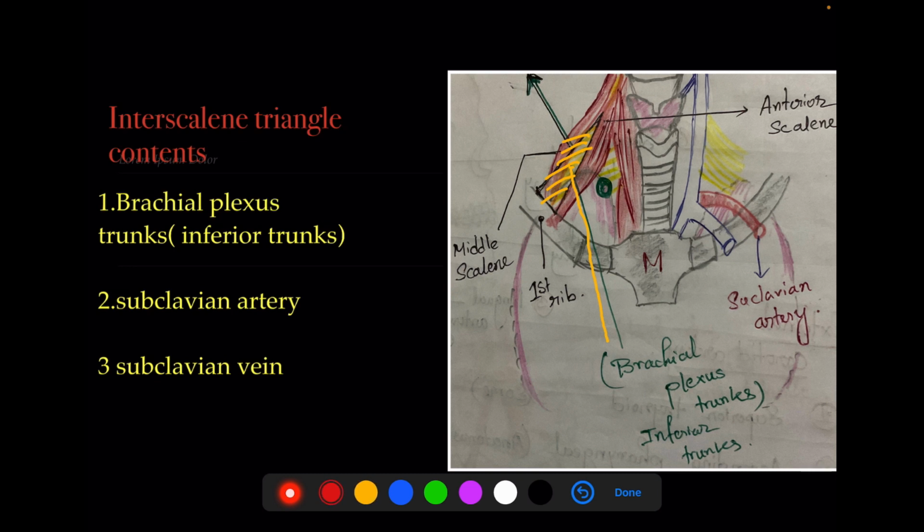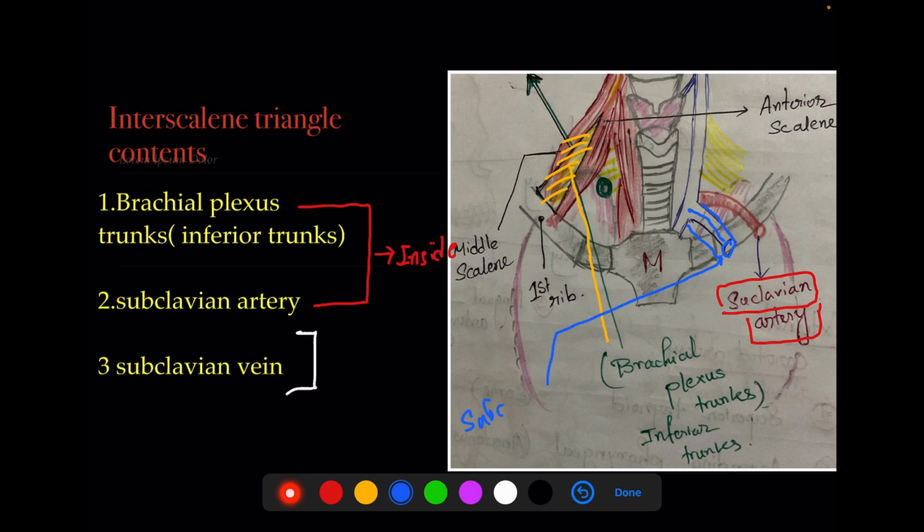Now we are moving to the next content of the interscalene triangle, that is the subclavian artery here. These both are inside the triangle. But this subclavian vein, which is here, is not inside the triangle. Just remember it.